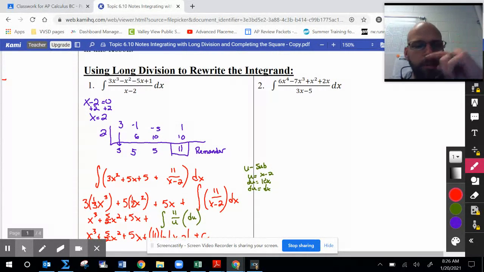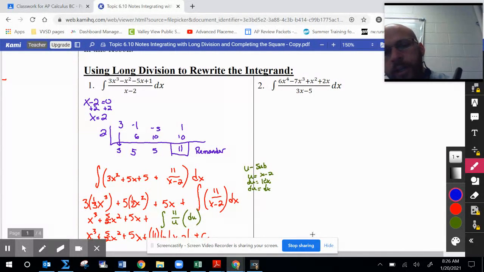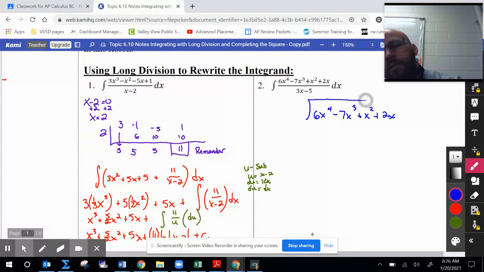Let's try number 2. Number 2, I want to kind of review another method of division. I want to do long division. So I want to show you what that looks like in case you forgot. So on the inside, I'm going to write the numerator, x to the third plus x squared plus 2x. And on the outside, I have a 3x minus 5.